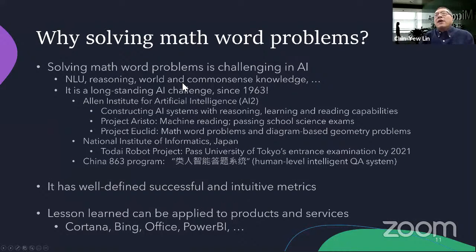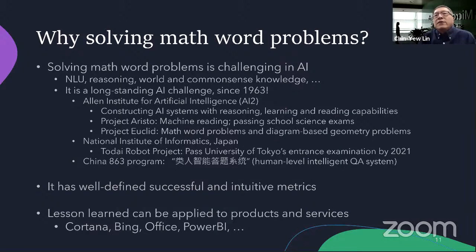Now, why do we want to solve the math word problem? Because it's a challenge in AI. I mean, it's not a new problem, it actually started in 1960. Recently, there has been a revival of this, starting with the Allen Institute for AI, and there's also a big project at the University of Tokyo. They talk about the Todai robot. They want to pass the University of Tokyo entrance exam by 2021. And in fact, about 3 years ago, the system could already beat about 60% of the students who actually want to get into the University of Tokyo.